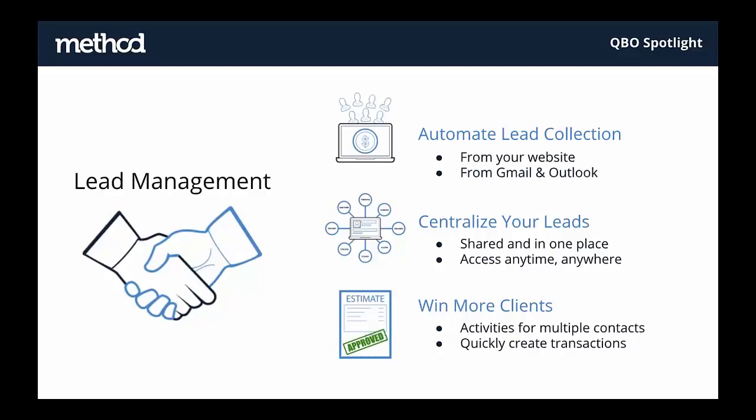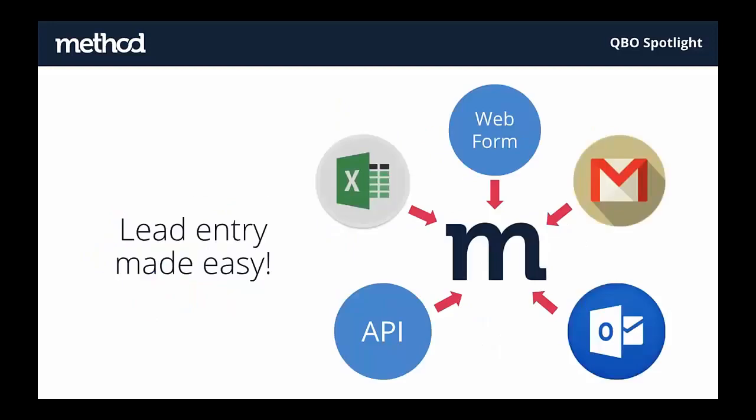One of the things that Method does really well is it allows you to track all these potential customers as leads, and we store them and treat them just like we would a customer that would sync to QuickBooks, but we hold them on the Method side until the time is right. We don't send them to QuickBooks until there's an accounting reason for them to be in QuickBooks. So with Method, you're able to automate your lead collection, centralize your leads, have all that information in one place, and win more and more clients and hopefully convert them into paying customers.